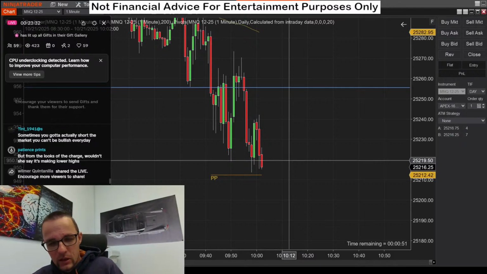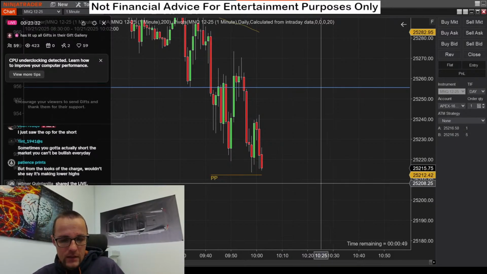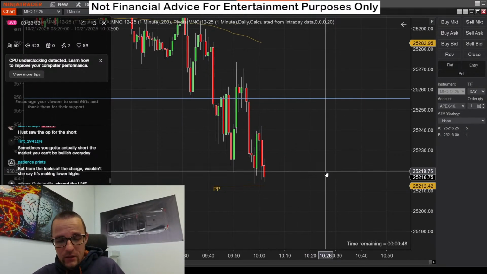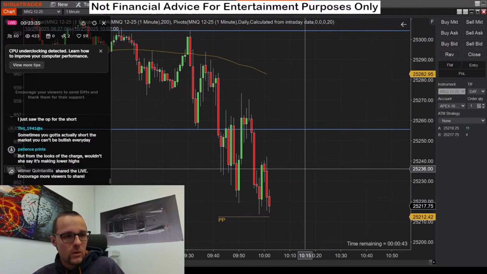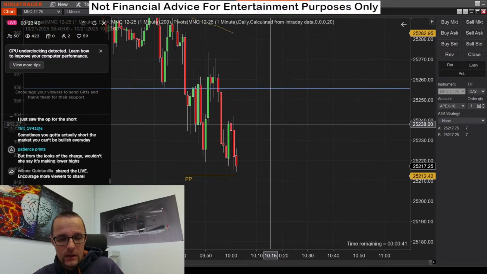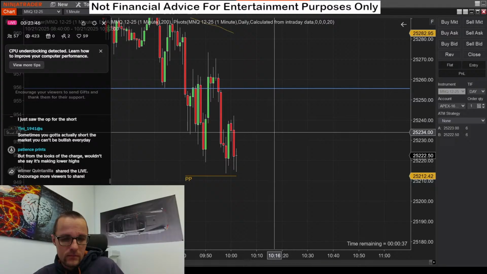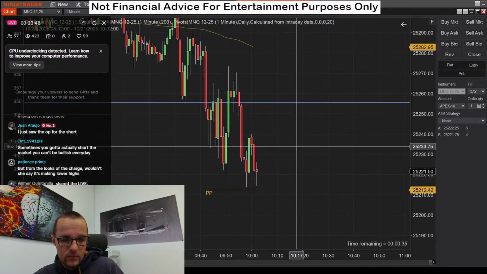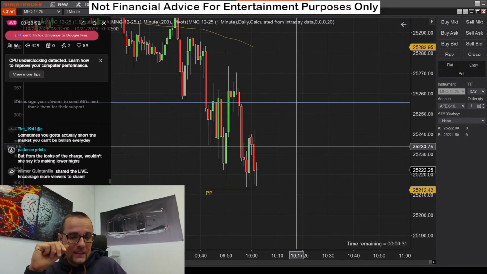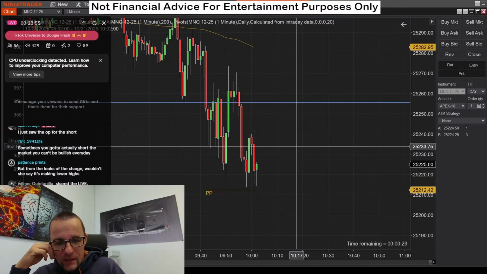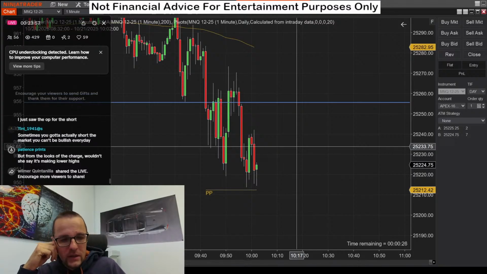It's starting to make lower highs, so this is looking very bearish until something changes. We're making lower highs, lower highs, lower highs. We're below VWAP too, so that's another red flag. But at the same time, I understand that we've got a lot of imbalances here trying to hold up price.